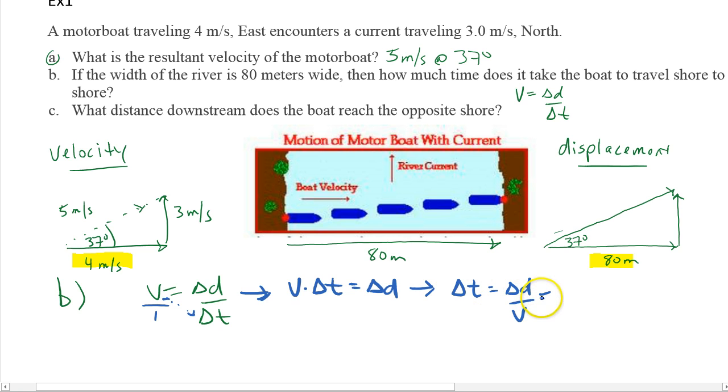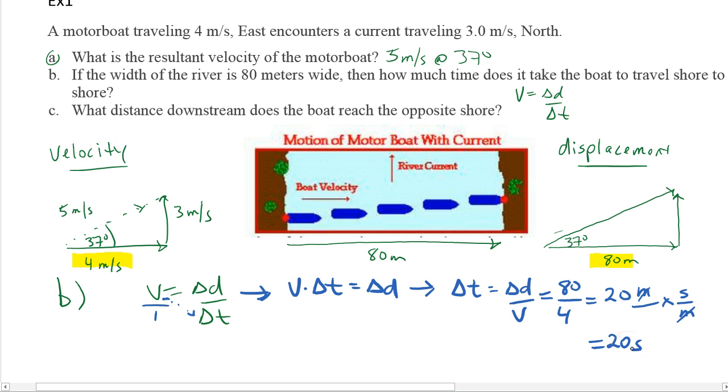Alright, the delta D that I'm going to use is the 80, and the velocity I'm going to use is the 4, so 80 divided by 4 is 20. And this is the neat thing too: if you get meters divided by meters per second, dividing by a fraction is the same thing as multiplying by the reciprocal. So instead of dividing by meters per second, I multiply by the reciprocal, which is seconds per meter. Then you can see the meters cancel each other out and I get seconds. Or you can trust the formula: the time is 20 seconds.